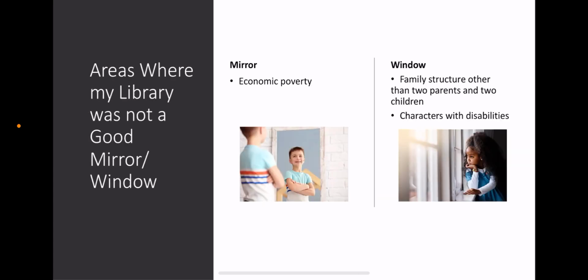And then a good mirror that really could be improved on would be the economic poverty and family structure other than 2 parents and 2 children. And although this is a good window, this could be a good mirror for the other half of the students, considering the circumstances of some of them. But this is also a good window because not all of them come from the same type of family.